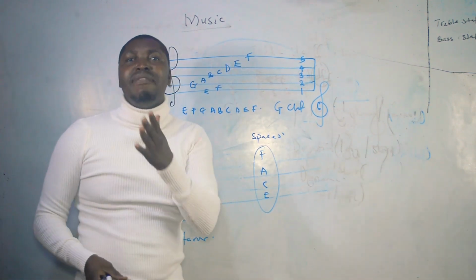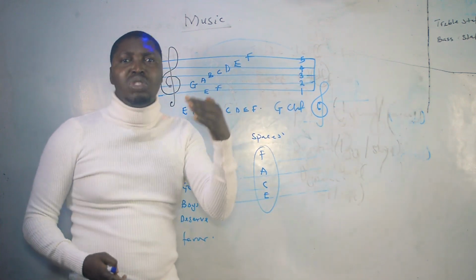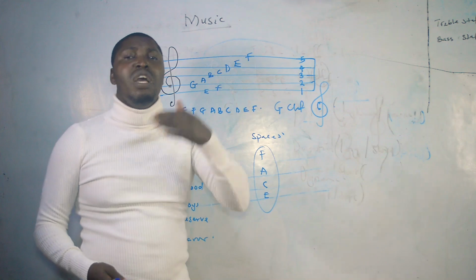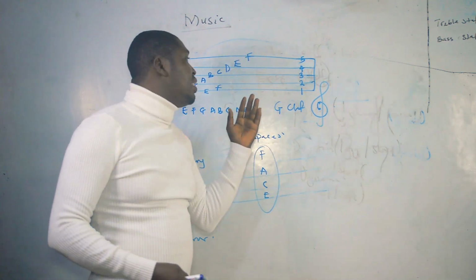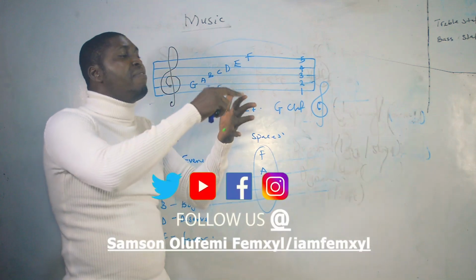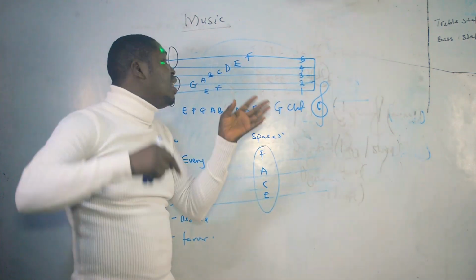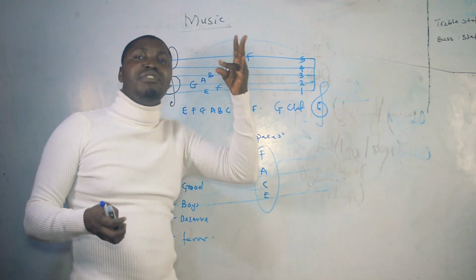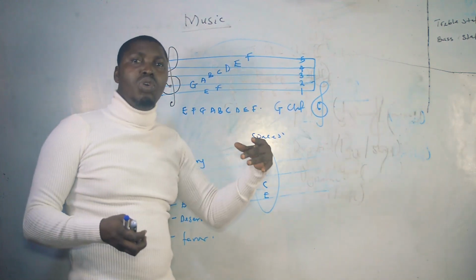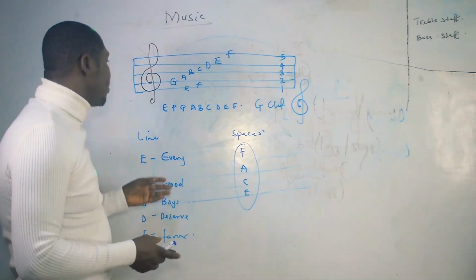So here we've talked about the music alphabet. Like I said, there are 7 in number, in relation to the 7 notes, the 7 sounds of music, which are do, re, mi, fa, sol, la, ti, do. Then we have 1, 2, 3, 4, 5, 6, 7. Then we have our alphabet A, B, C, D, E, F, G. Once you get to G, you go back to your A.